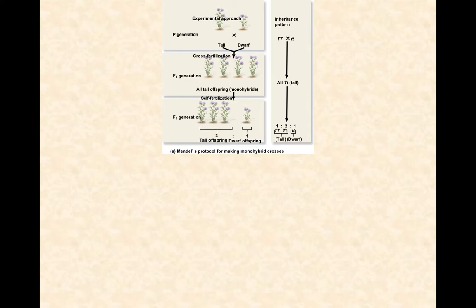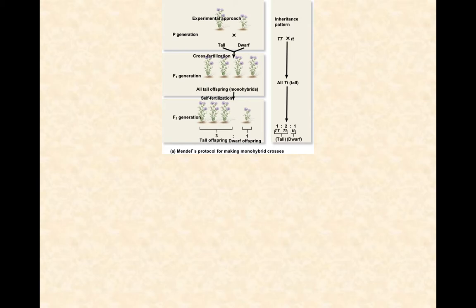So he took a pure breeding tall plant and crossed it with a pure breeding dwarf plant. And he did this many times over. And what he got was all tall offspring. And there weren't just 4. There were hundreds and hundreds of these. Now this first generation we call the F1, or first filial generation. So we've got our parental generation that we know are pure breeding tall and pure breeding dwarf. We mate them, we cross them, and we get 100% tall offspring.